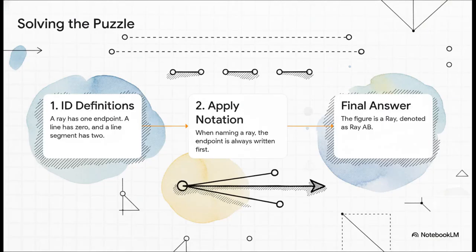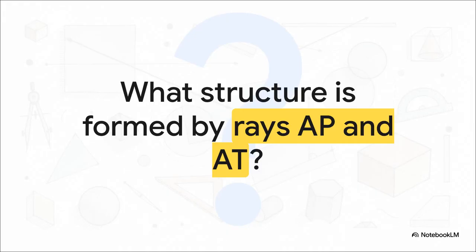So, what's the secret? It's all in the definitions we just went over. A line goes on forever in both directions, no endpoints. A line segment has 2 endpoints. The only one that fits the bill is a ray. And here's the key. When you write it down, the endpoint, the starting point, always has to come first. Simple as that. All right, let's kick it up a notch.